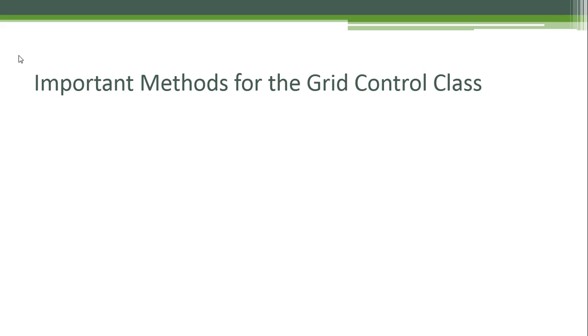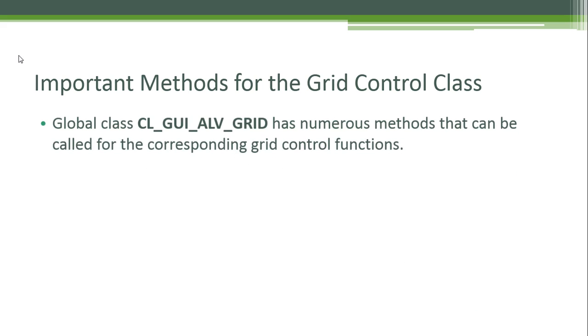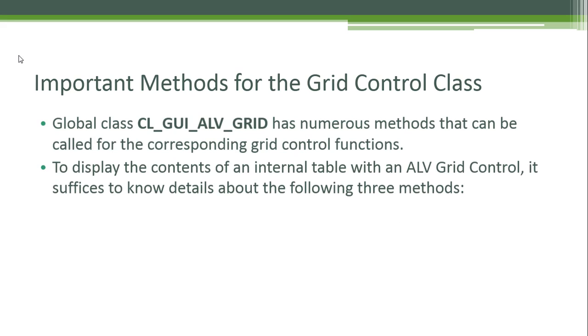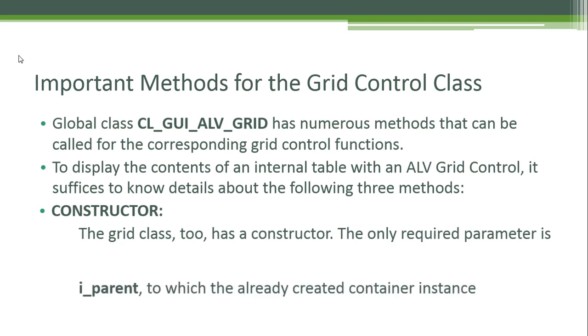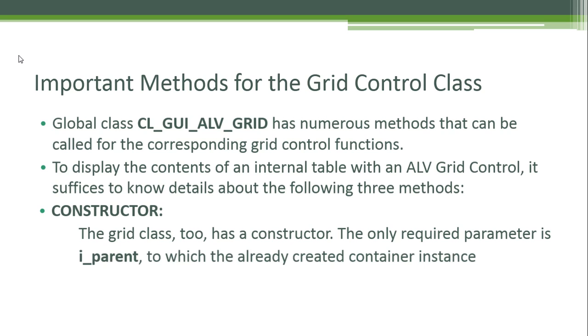Important methods for the grid control class. The global class CL_GUI_ALV_GRID has numerous methods that can be called for the corresponding grid control functions. To display the contents of an internal table with an ALV grid control, it suffices to know details about the following three methods. The constructor method, the one that we just saw in the system. The grid class also has a constructor. The only required parameter is the I_PARENT parameter, to which the already created container instance is passed.